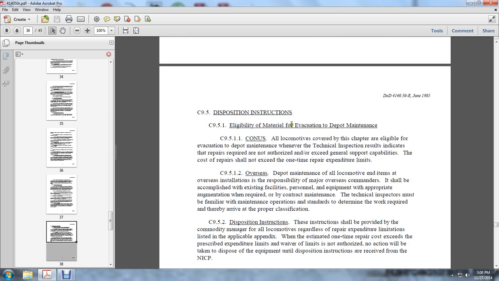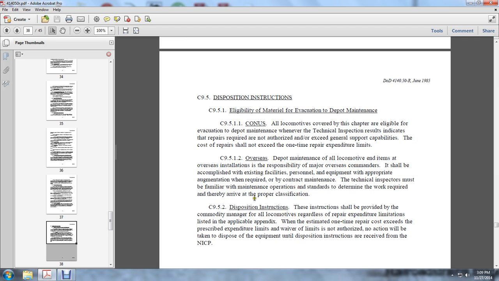Disposition of instruction eligibility for evacuation to a depot maintenance contents. All locomotives covered within the chapter are eligible for evacuation to depot maintenance whenever the technical inspection results indicate the repairs required are not authorized, exceeding the general support capabilities. The cost of repairs shall not exceed one-time repair expenditures. Oversee the depot maintenance of all locomotives and items, and oversee installation responsibility of the major overseas commanders. It shall be accomplished by existing facilities, personnel and equipment, with the appropriate augmentation as required by contractual maintenance. The technical inspectors must be familiar with maintenance operation standards to determine the work repaired and work required, and the proper classification.